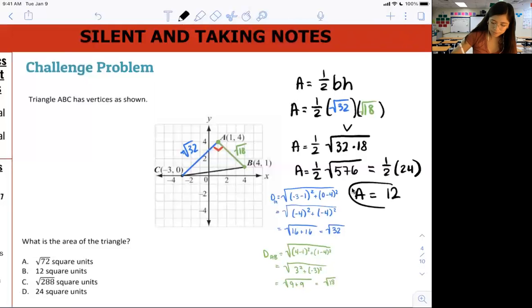You cannot do that without the distance formula. I know that sometimes it might look like you can just count it. You can't. You have to use that formula. Any questions?